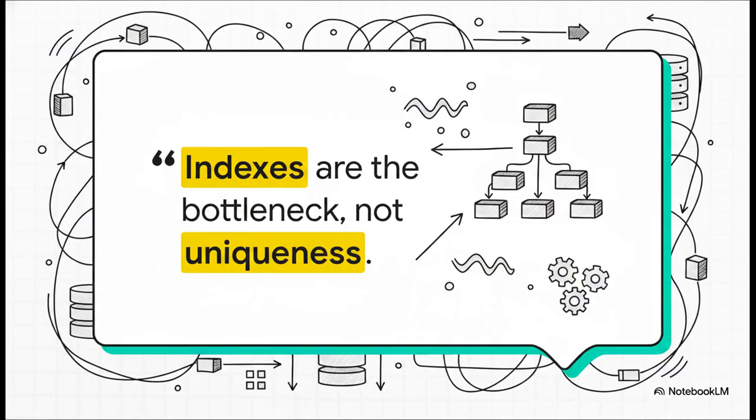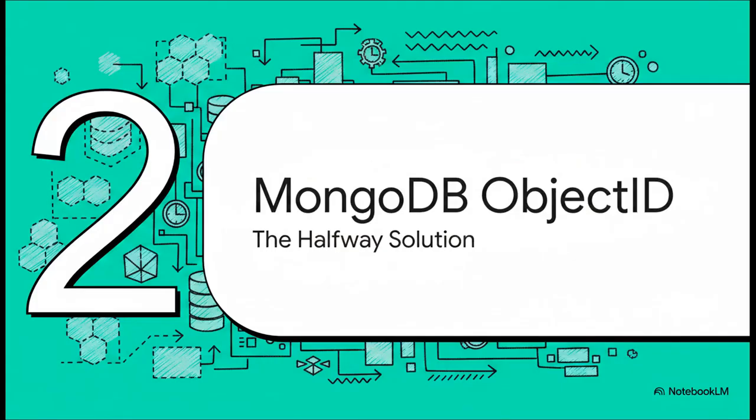Generating a unique value is actually the easy part. Anyone can generate a random string, right? But generating an ID that plays nicely with your database's B+ tree index memory, now that is the true engineering challenge. Section 2. MongoDB Object ID, the halfway solution.